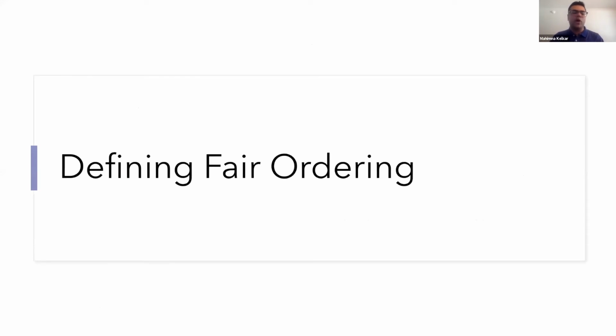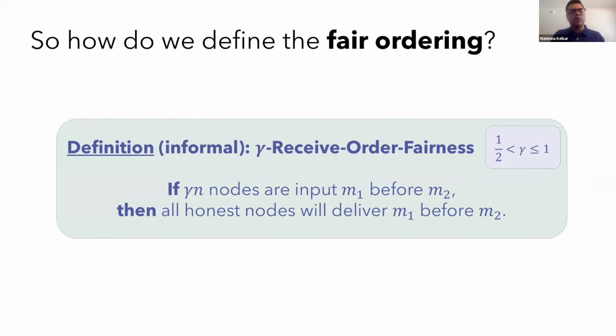So now I want to move on to how we define fair ordering in general. Here's a natural definition we started with, which we call gamma receive order fairness for some order fairness parameter gamma. Basically it means if a large fraction of nodes, gamma times n, receive m1 before m2, then all of the honest nodes will deliver m1 before m2. This is a definition in the permissioned setting, where we have n nodes, but we can extrapolate this to the permissionless setting, where you think about the number of nodes dynamically changing as well.